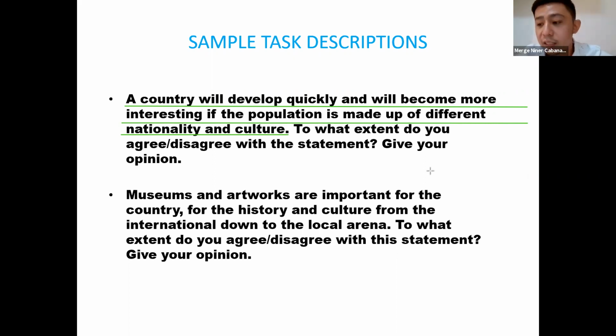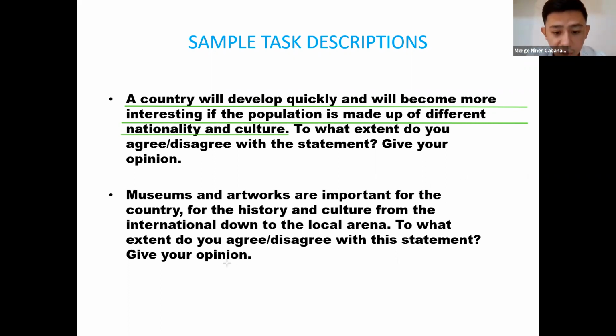But the idea here is that when a country contains a population that is diverse, meaning it is made up of different nationalities and the cultures are very different from one another, it will become more interesting and will be able to develop quickly. But again, if you answer yes, I think the statement is correct, then you have to defend that. You have to explain, all right?